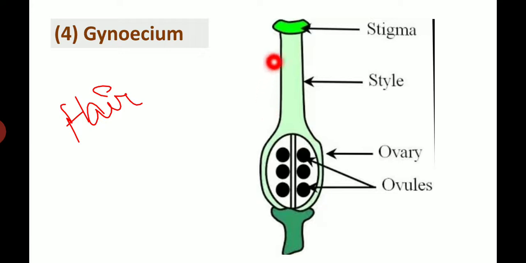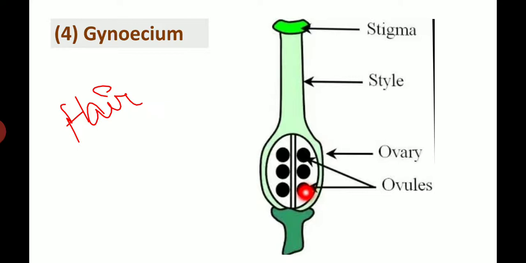Then is the tube-like slender structure, that is the style, which actually connects the stigma with the ovary. And the last swollen basal portion is the ovary. Okay. Inside the ovary, there are a number of rounded bodies which are called ovules.